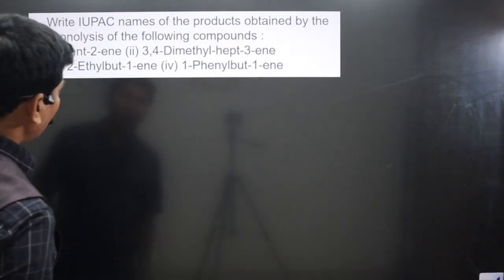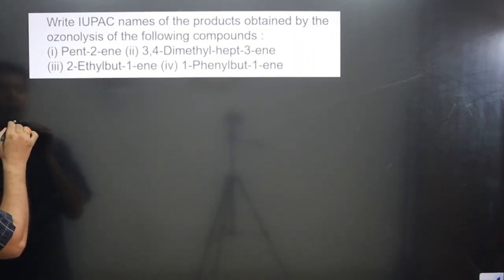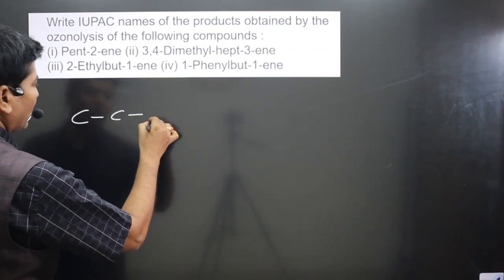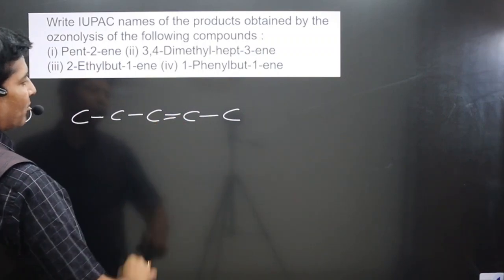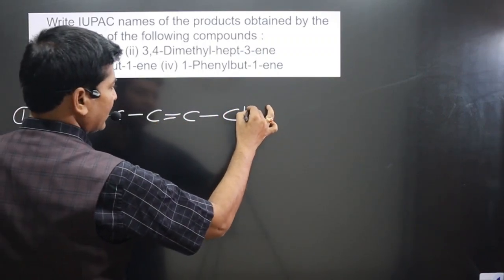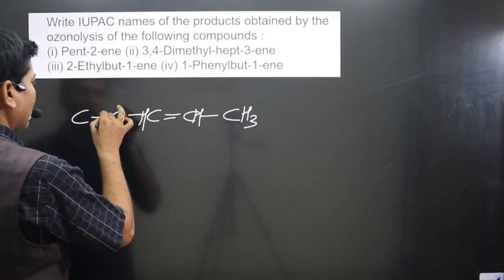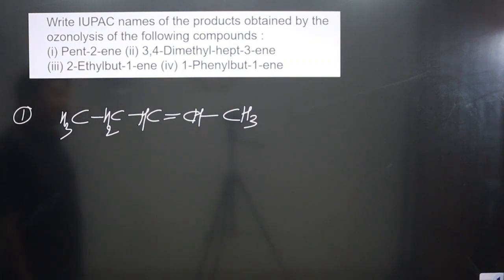Now first we have pent-2-ene. The first compound: pent means 5 carbons, 1, 2, 3, 4 and 5. 2-ene means the double bond is attached to the second carbon. Satisfy the valency of carbon: CH3, H, here we have H, H2 and this is H3. This is the compound we have.